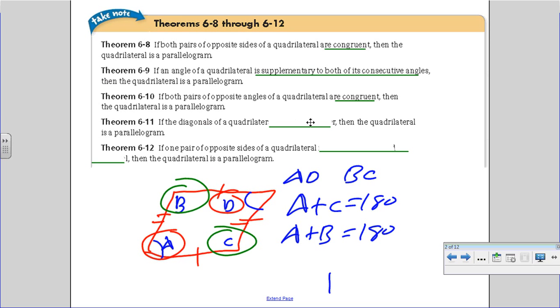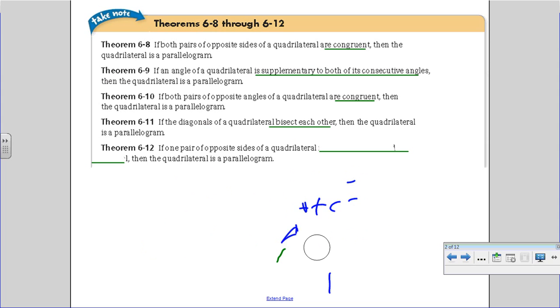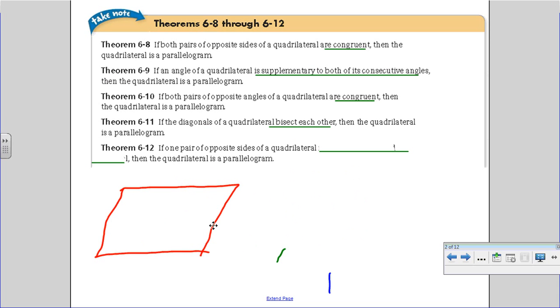If the diagonals of a quadrilateral blank, then the quadrilateral is a parallelogram. Again, we talked about this yesterday, such that if we have some diagonals and they bisect each other, then the quadrilateral is a parallelogram. So if we have, again, some parallelogram, and here's our parallelogram. If we draw the diagonals of this parallelogram and we show that this section is congruent to this section and that this is congruent to this, we can say that this entire figure is indeed a parallelogram.